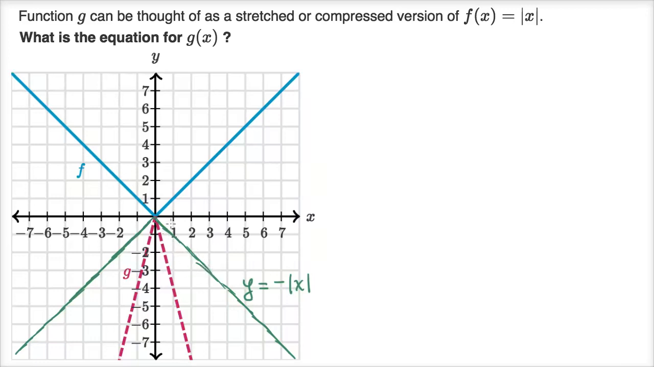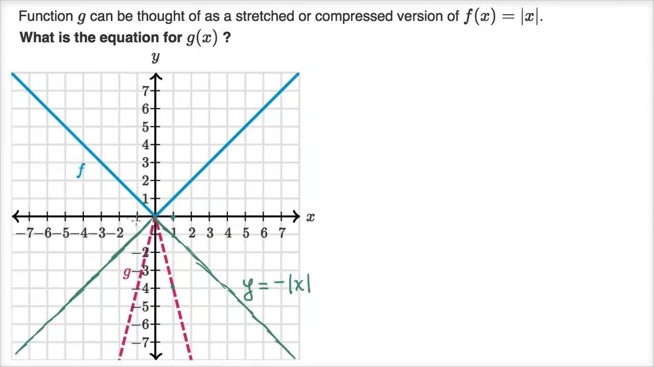So let's think about what's happening. On this green function, when x is equal to 1, the function itself is equal to negative 1. But if we want it to be the same as g, we want it to be equal to negative 4. So it's actually 4 times the value. For a given x, at least for x equals 1, g is giving me something 4 times the value that my green function is giving. And it's not just true for positive x's, it's also true for negative x's.